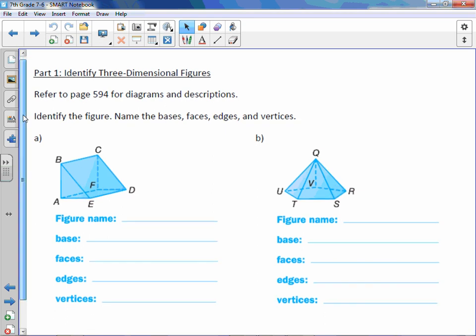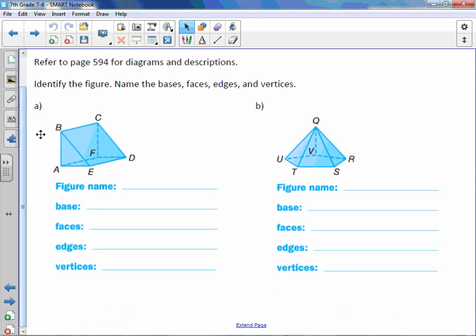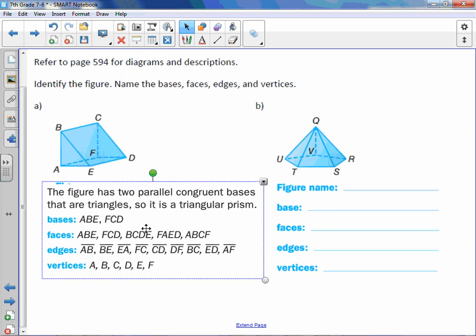Identify the three-dimensional figures. Identify the figure, name the bases, faces, edges, and vertices. Now this figure has two triangular bases that are parallel, so it's a triangular prism. And I'm just going to put all these labels up here and we'll talk about them.